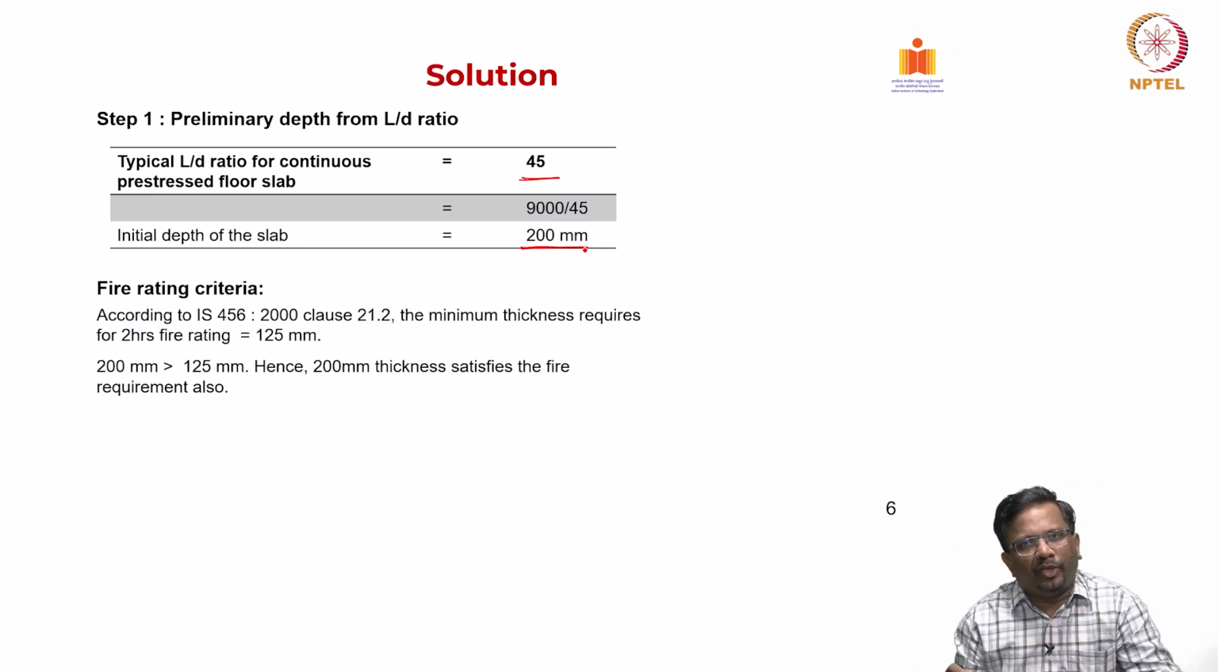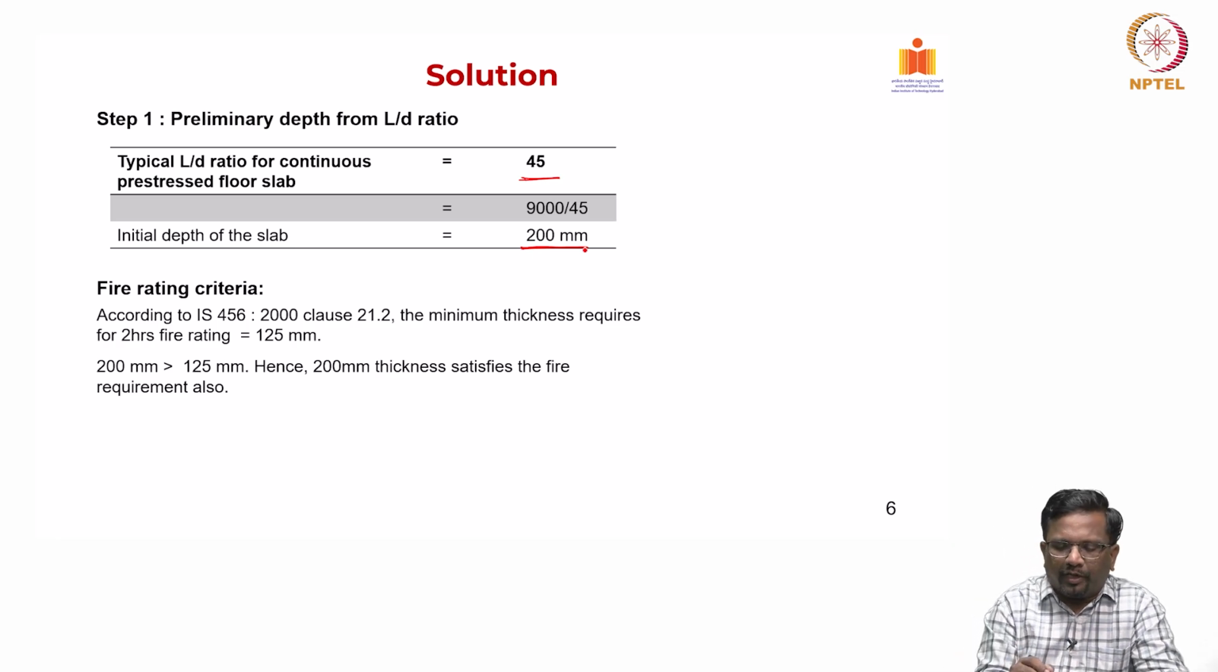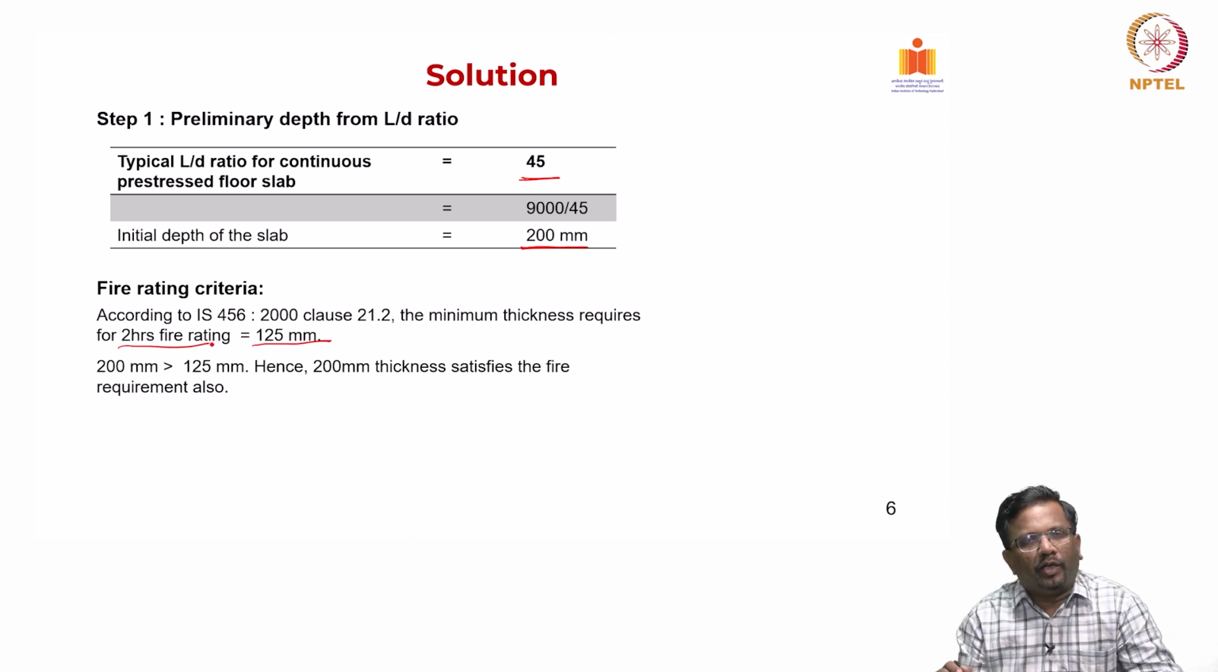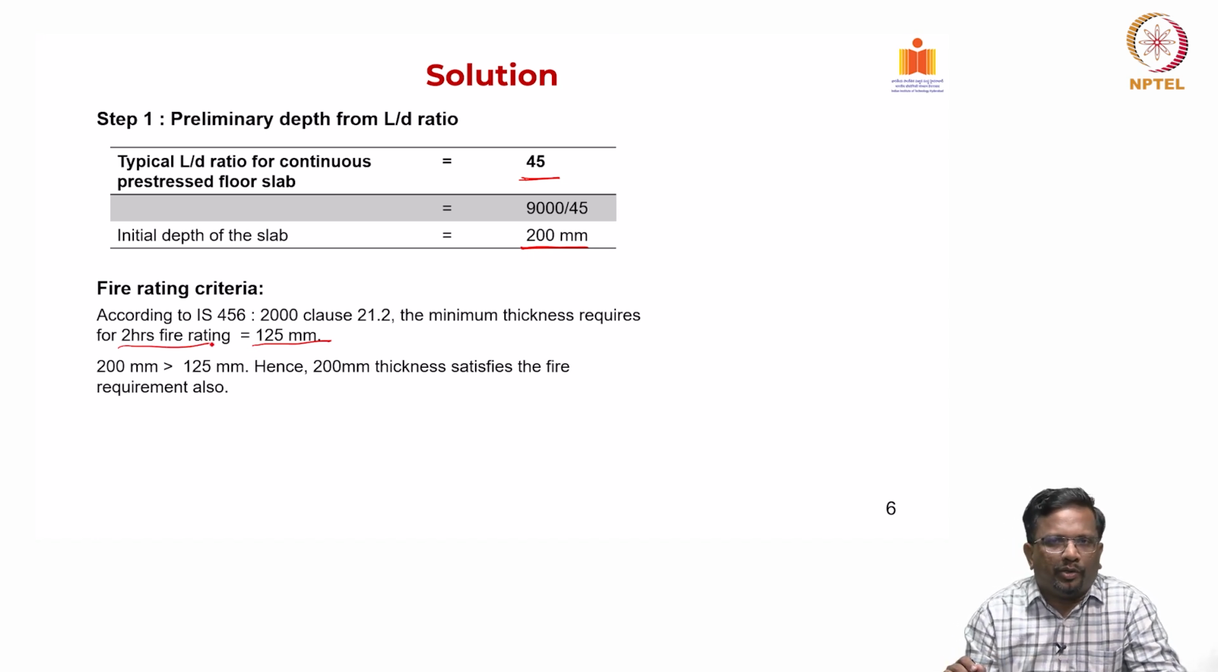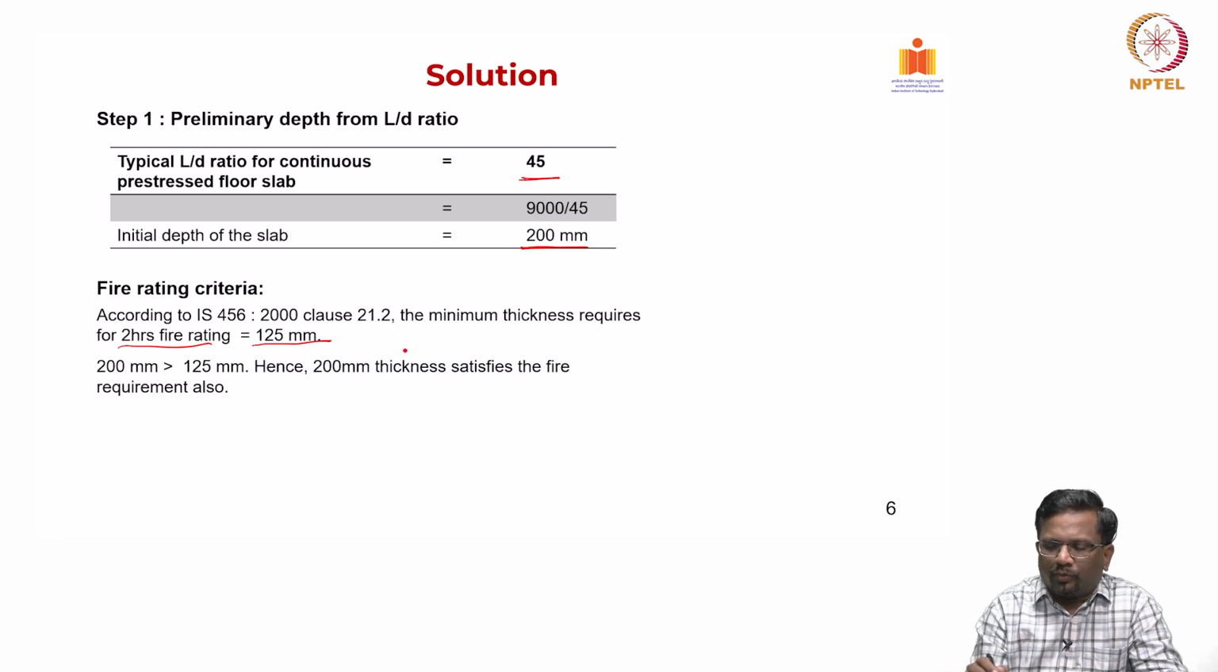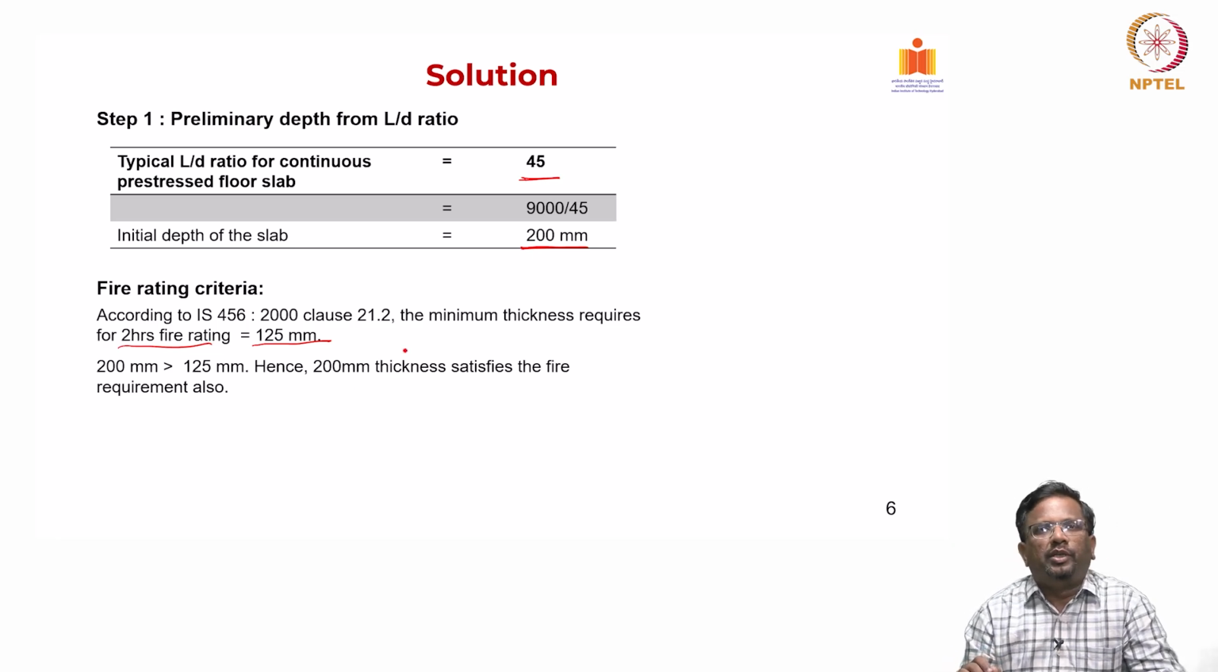Now, we should also make sure that the thickness of the slab is adequate enough from fire rating point of view. So, typically IS 456 requires the thickness of the slab as 125 millimeter for a 2-hour fire rating, and we are providing 200 millimeter, which is greater than 125 millimeter. So, the thickness whatever we have initially chosen is good from fire requirement point of view.